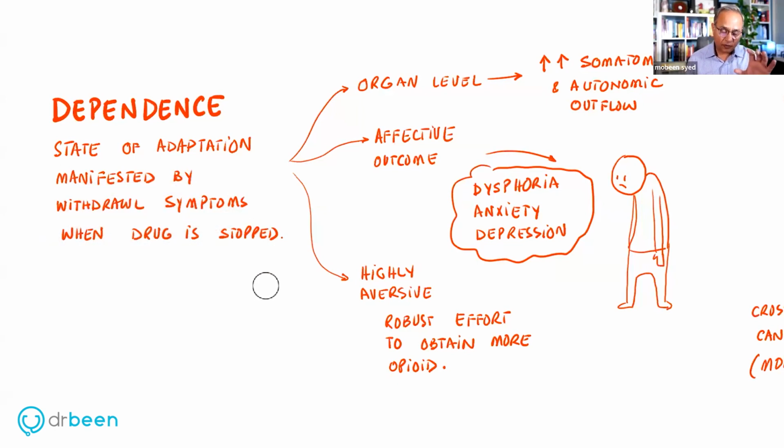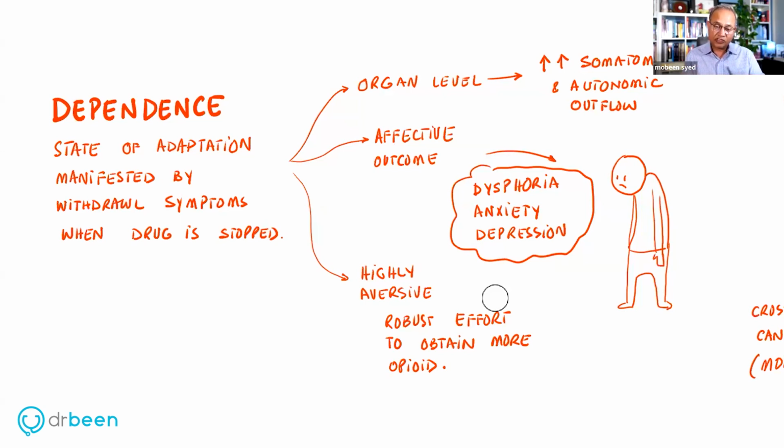Now, dependence on opioid can be at the organ level. It can have effective outcomes. If the effect of the opioid is, let's say, euphoria or pleasure, there could be an outcome which will be displeasure. So we'll discuss that in a second. And then it causes highly aversive behavior. Aversive behavior is if somebody has intense pains and they're using opioid, and then the opioid is stopped, their pain is still there. So of course they would like to avoid that pain and they'll say, I need opioid.